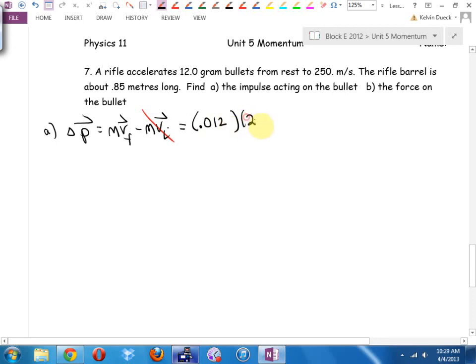Velocity, 250. Uh, 12 times 25. Is it 3? Even? So I'll go 3.0 to give it like a 2 sig figgy feel. In fact, really I should go to 3 sig figs because the 250 is to 3 sig figs and the 12.0 is to 3 sig figs. So 3.00 kilogram meters per second. B.